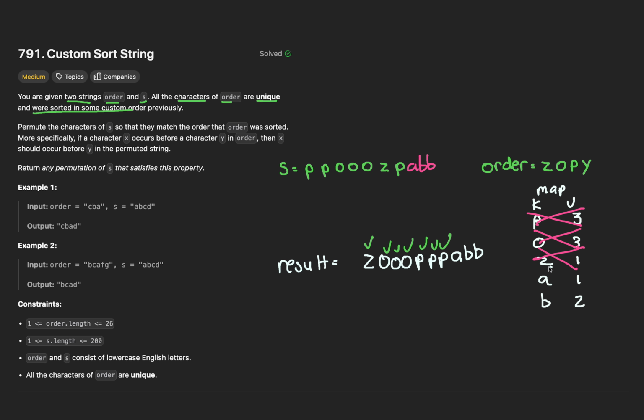Perfect, so we loop through, we encounter an A that's happened 1 time, amazing, we add that. And then lastly, we encounter B that's happened 2 times, let's add that as well. And with that said, we have our full result and we did it in a faster way.